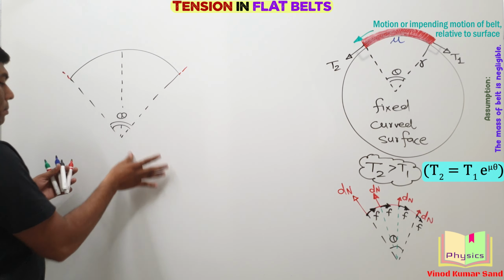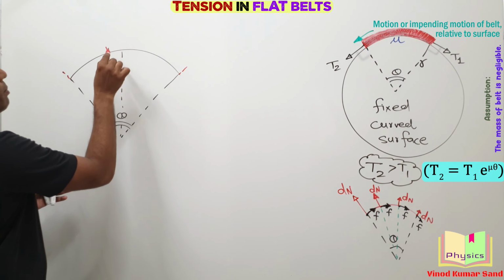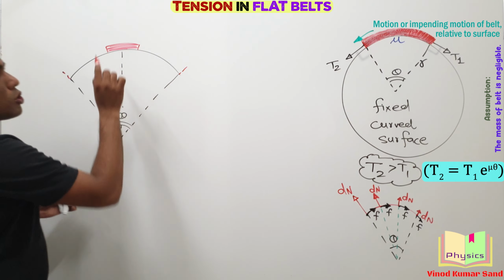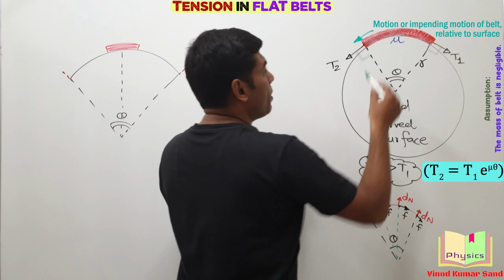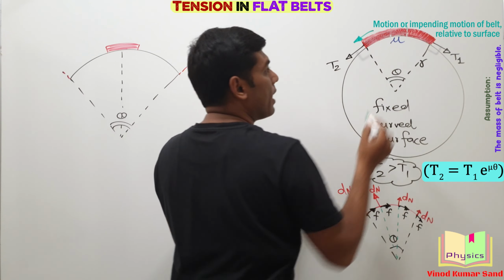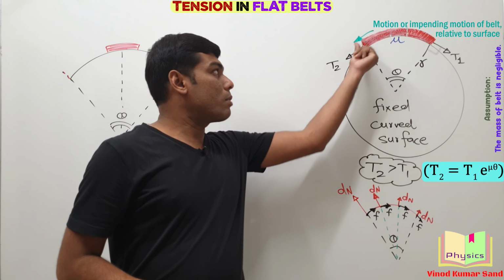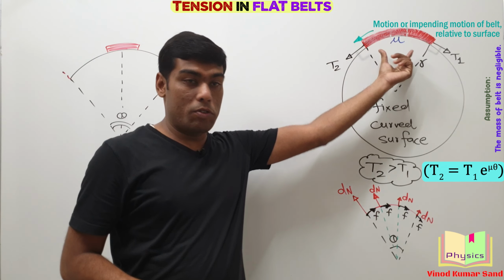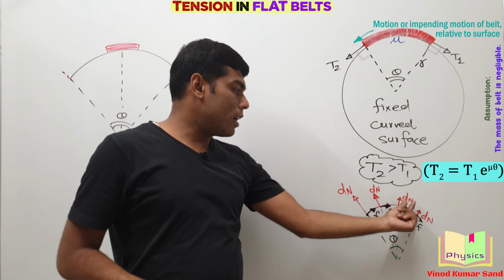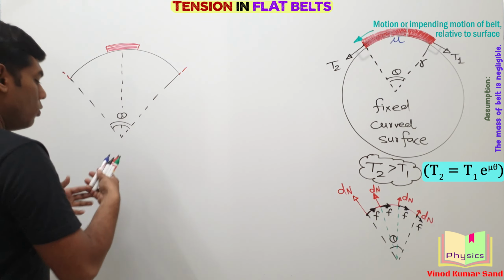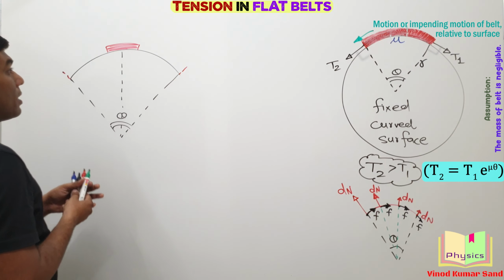I am taking a very small element of the rope like this. This small element of the rope has been considered for the derivation purpose, because at every contact point of the rope with the fixed surface, the friction and the normals distribution is very complex, unknown to us. So we'll start with a small element.